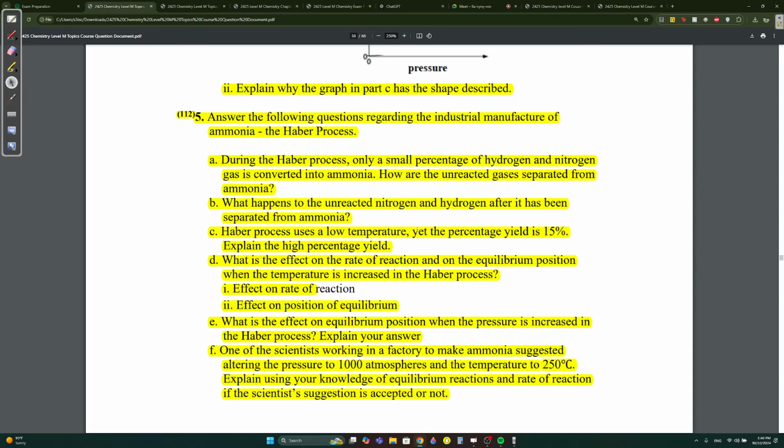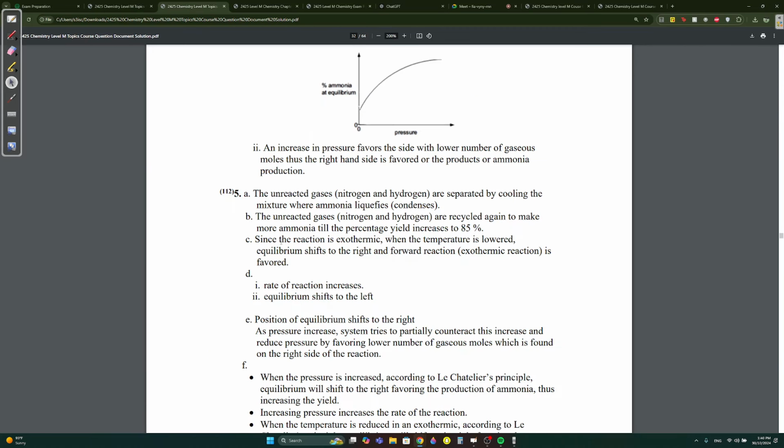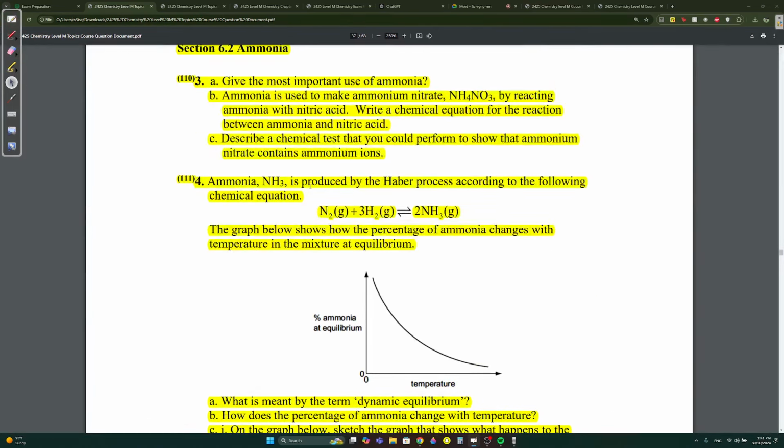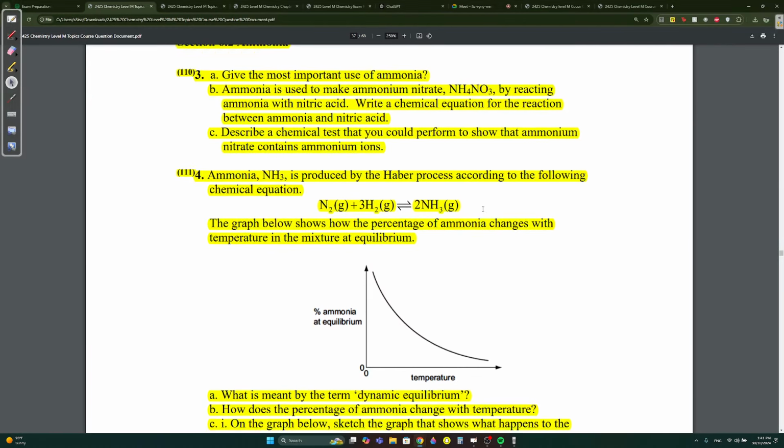The Haber process uses a low temperature, yet the percentage yield is 15%. Explain the high percentage yield. Okay, basically, they're asking, since it's using a low temperature, but the yield is still high, it's 15%. Can you explain that and how? So look, here it's an exothermic reaction because bonds are being formed. When bonds are being formed, it releases energy. It's exothermic. Okay, you should know it's exothermic.